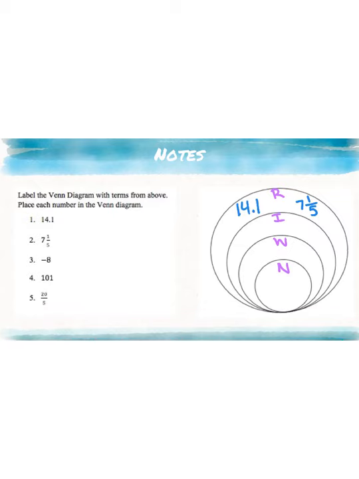The third number is -8. This is a negative whole number, so it is an integer. I'm going to write it inside of the integer circle. Remember back to our example at the beginning of the notes. If it is an integer, it is a circle inside of the rational circle. So -8 is both an integer and a rational number.